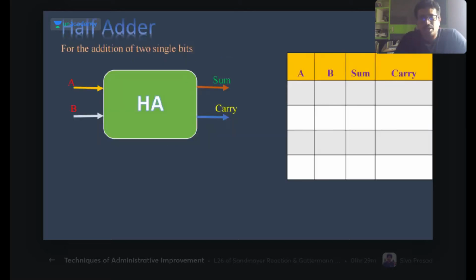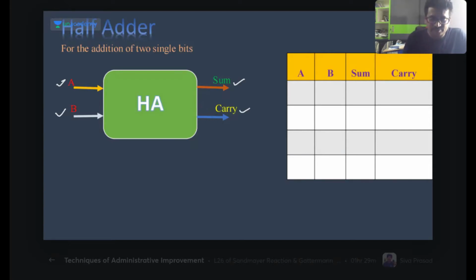The first one is the half adder. This half adder contains two inputs, A and B. It contains two outputs, one is sum and the other is carry. Two inputs and two outputs. A and B are the inputs, and sum and carry are the outputs.